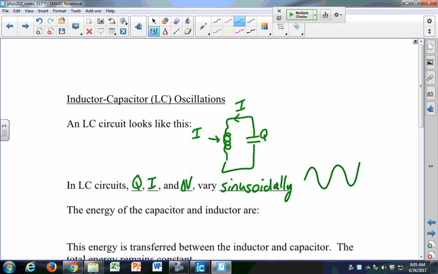They'll vary like this, like a sine curve. And as I said, the energy of the capacitor, that's UE, is 1/2 Q squared over C. So when there's a certain charge on the capacitor, it holds that energy. The energy on the inductor, which I'll call UB, for the magnetic field, is 1/2 Li squared.